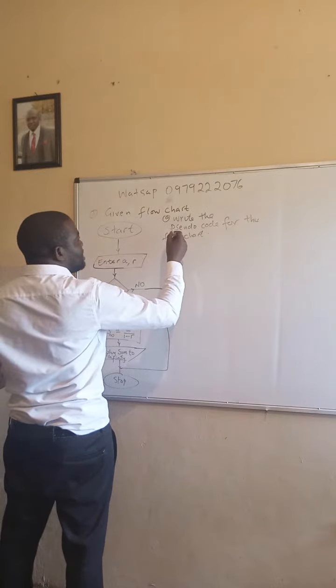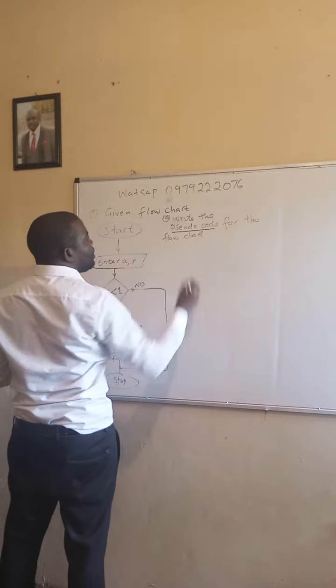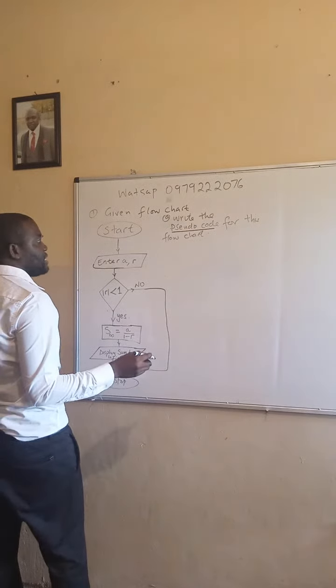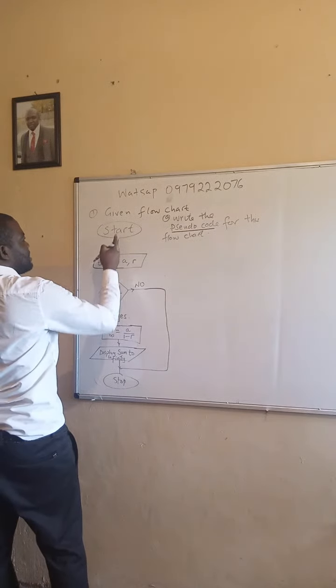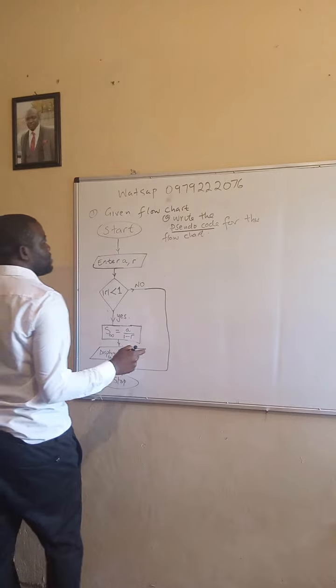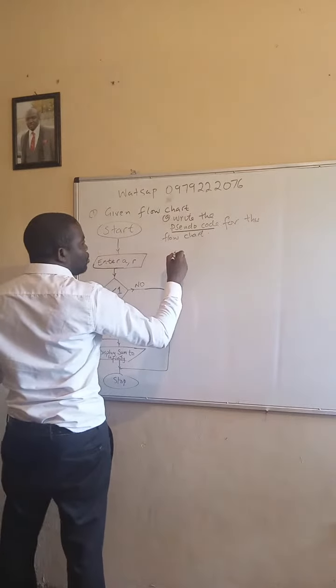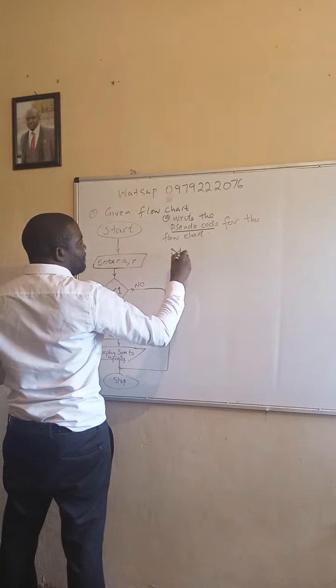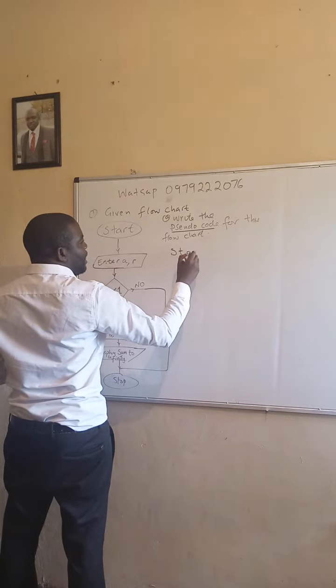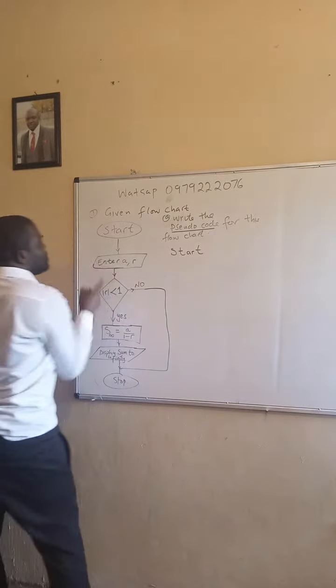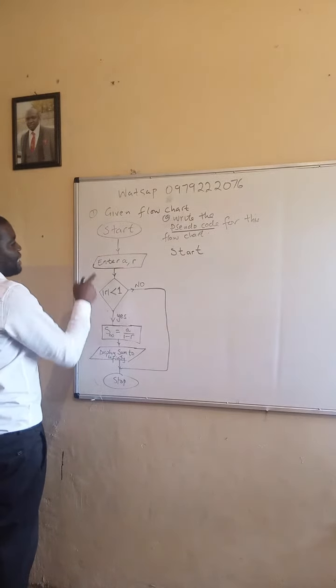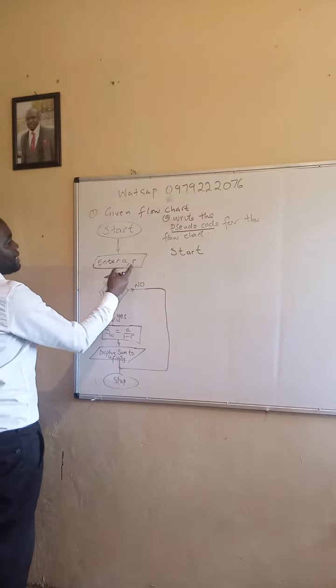The first thing is, what is a pseudocode? Pseudocode means a set of instructions. So we'll convert these into a set of instructions. The first one is start. When you're starting the pseudocode, you write start. The next instruction is enter A and R.